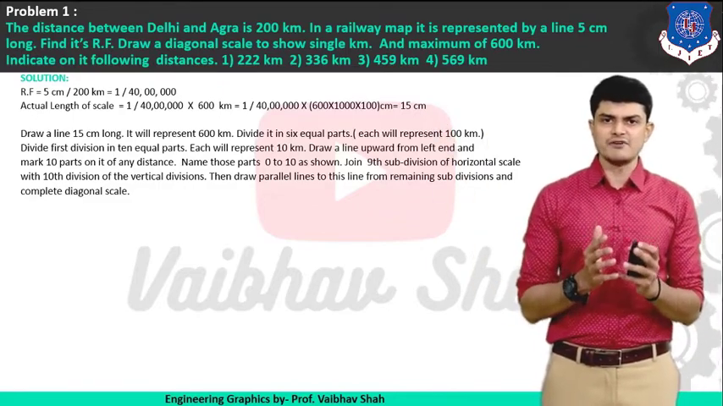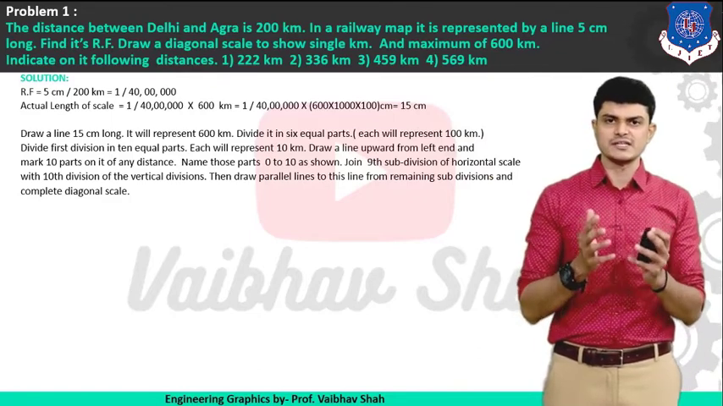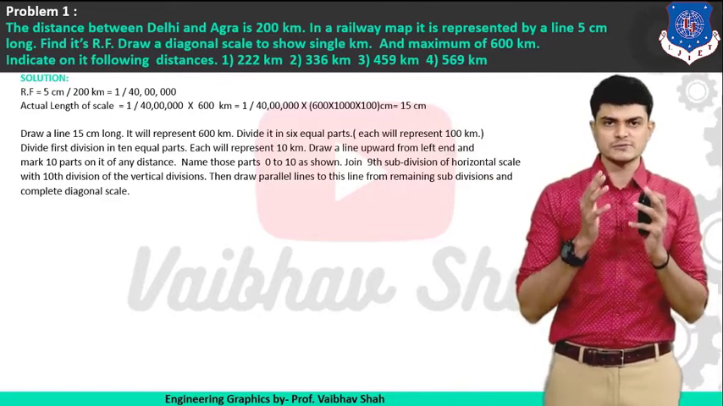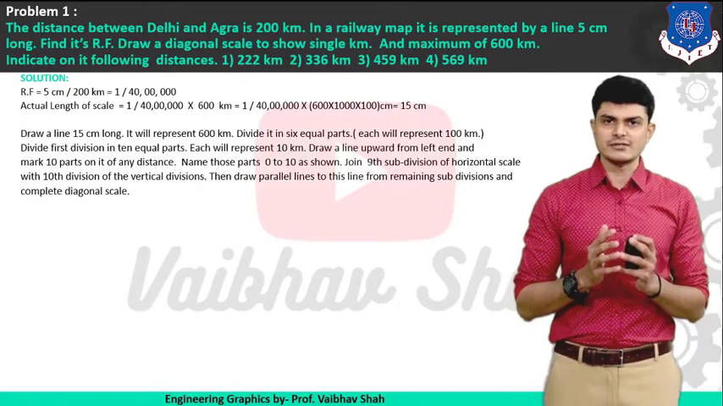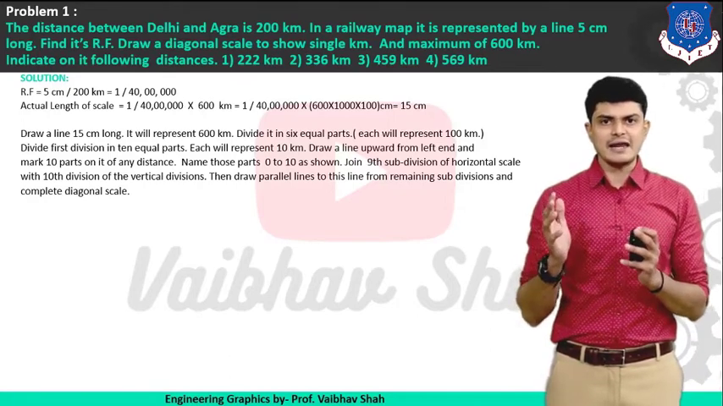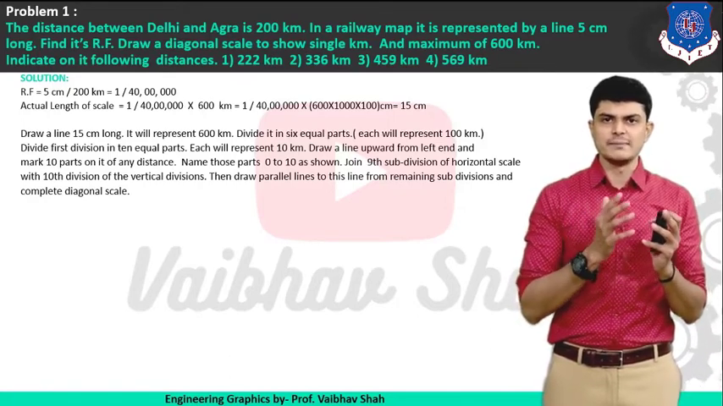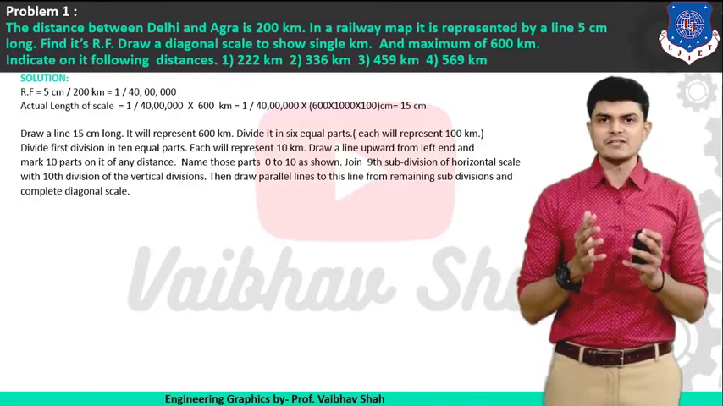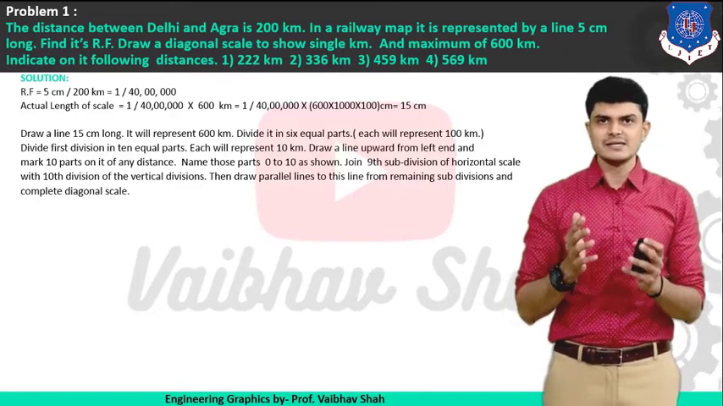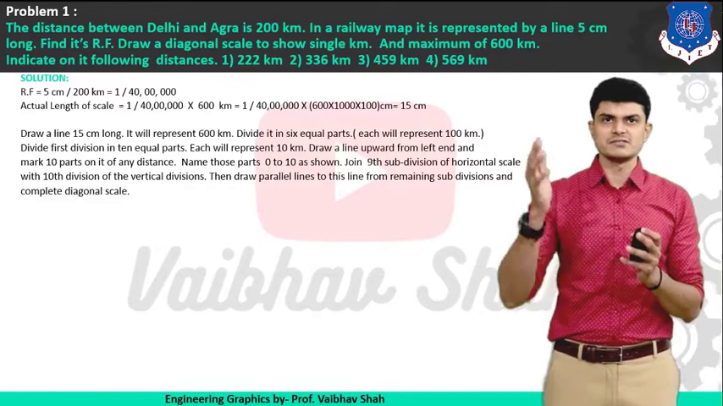After getting the RF, we will use the second equation, which is nothing but the actual length of scale. So what is the equation for the actual length of scale? Let us remember: RF into maximum length to be measured. So here RF is 1 by 40 lakh, into the maximum length to be measured, which is what?